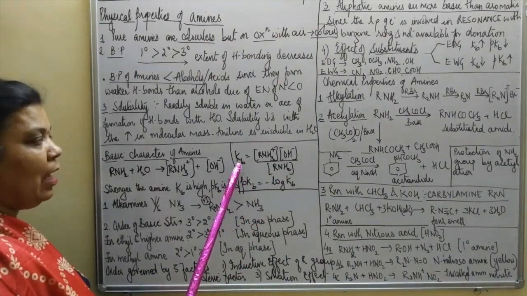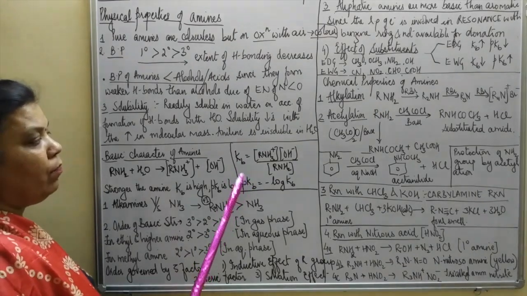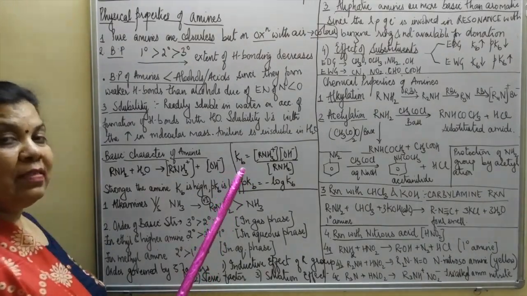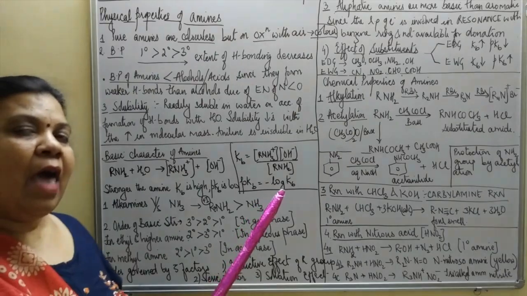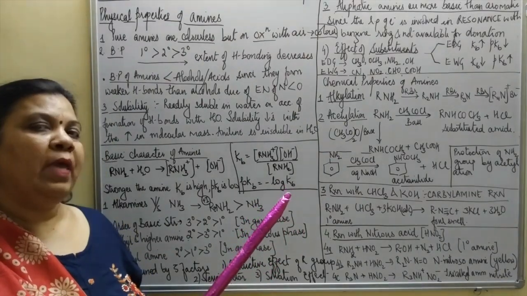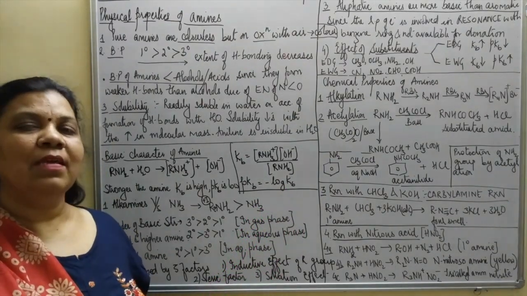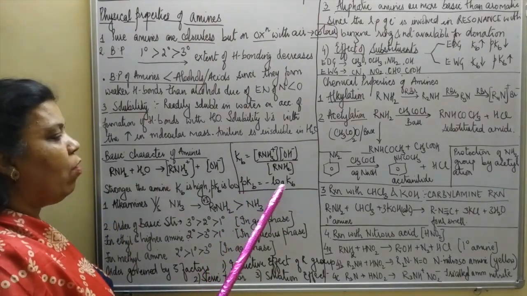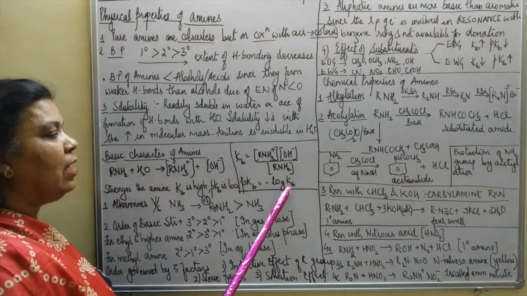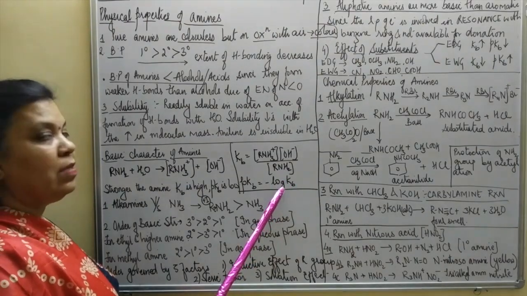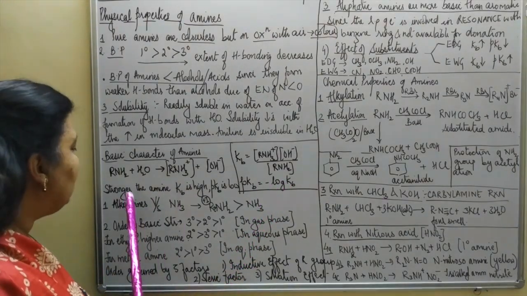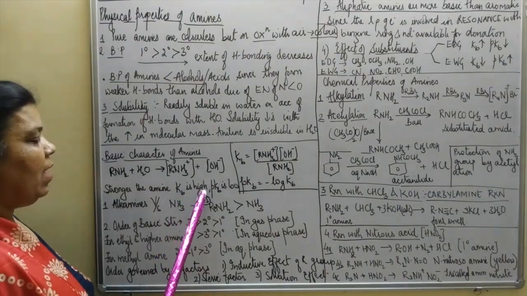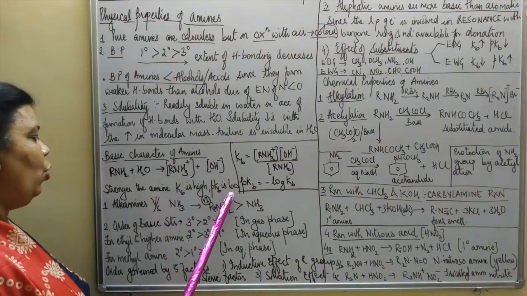And remember that Kb is the measure of basic strength of any amine, and it is inversely related to pKb, because pKb is the negative log of Kb. That means pKb and Kb are inversely related. That means the stronger the amine, the higher the Kb but the lower the pKb.